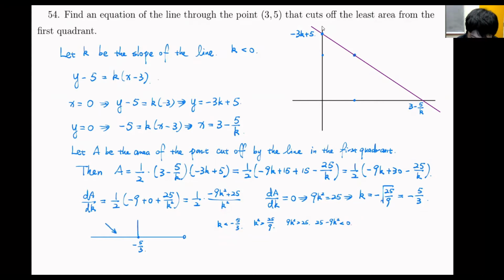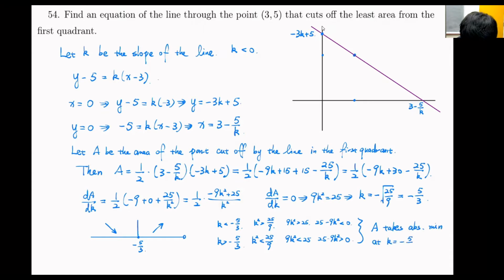and as a result, the function is decreasing. Similarly, if k is greater than minus 5/3, you just repeat the process. k squared becomes smaller, 9k squared becomes smaller, and then 25 minus 9k squared becomes larger. So this way you see that the derivative is positive and the function is increasing. So the first derivative test would tell me that A takes its absolute minimum at k equals minus 5/3. All right, so this is what you can tell from the first derivative test.